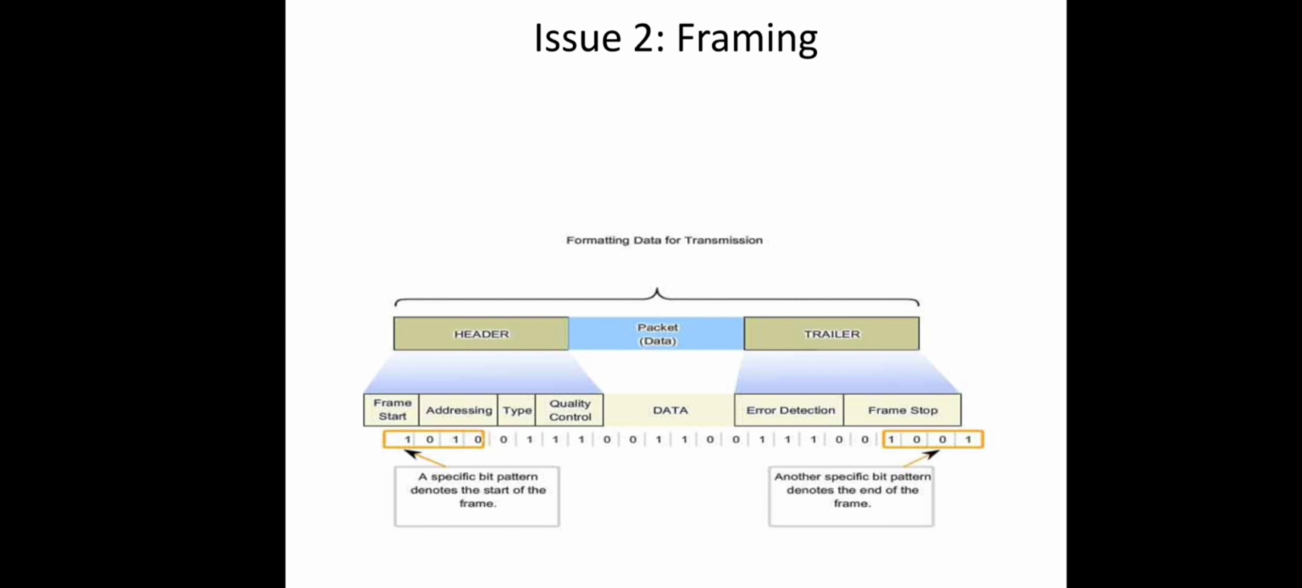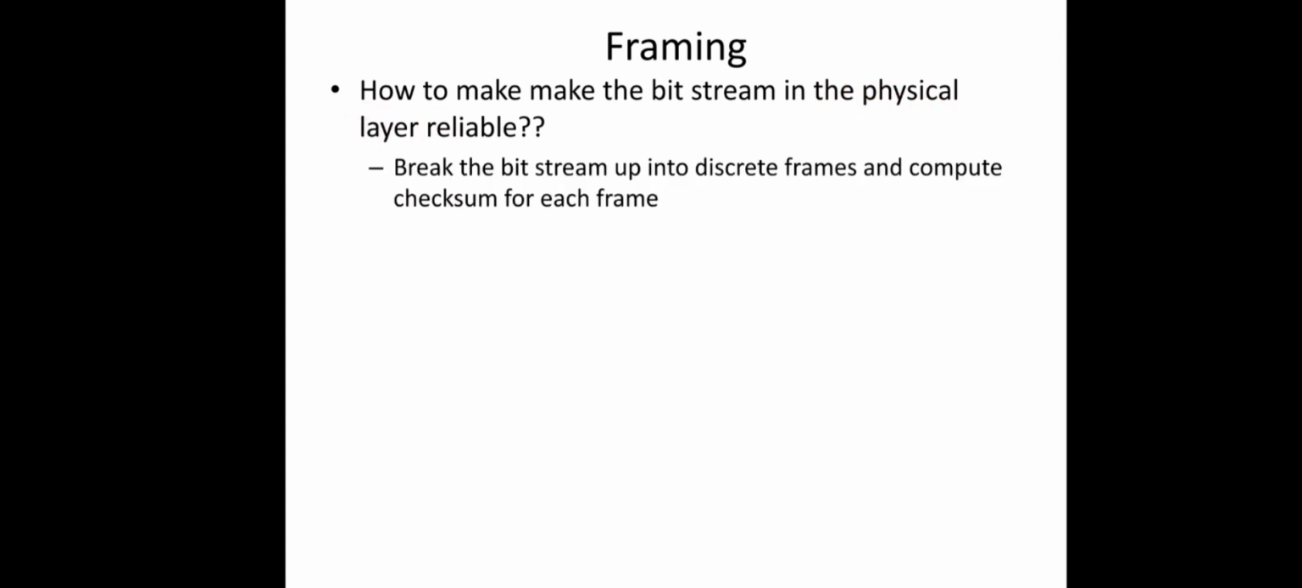And it's the duty of the data link layer to find out whether there are errors, and to detect and correct them. How can that be done by the data link layer? As you know, there is a continuous flow of zeros and ones in the physical layer, right? So the question here is how to make the bit stream in the physical layer reliable. The main approach used by the data link layer is to break the bit stream up into discrete frames and compute the checksum for each frame. Checksum is actually one method of error detection and correction. Different methods are there. We will see each method for error control.